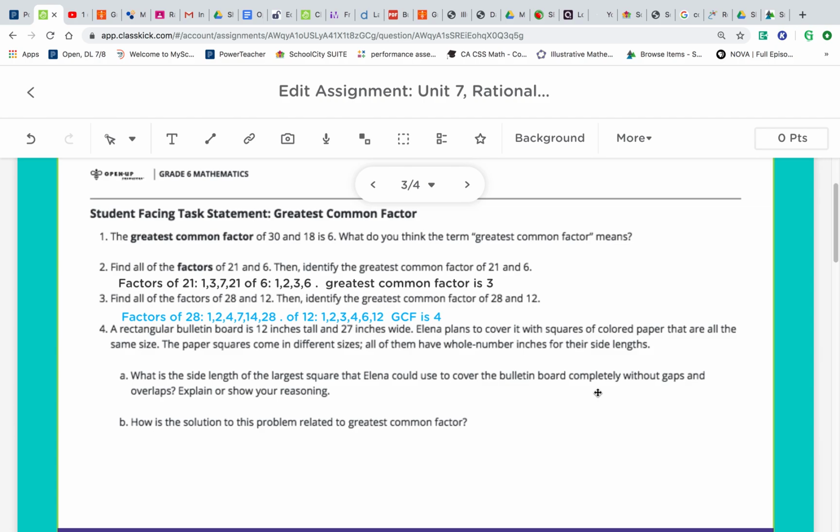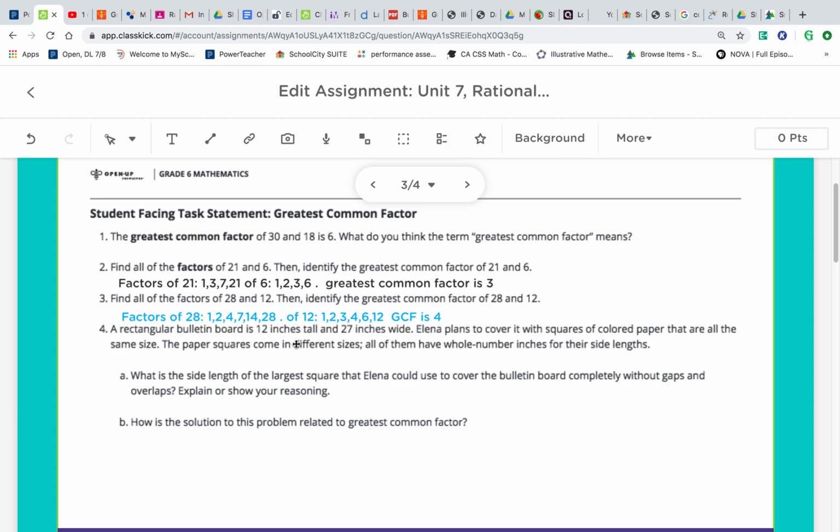Well, what this means is, okay, the side length, if there's going to be no gaps, there's going to be no overlaps, and it's going to cover the entire bulletin board, what that means is whatever the side length is, it has to be able to divide the dimensions of the entire bulletin board, which is 12 inches tall and 27 inches wide.